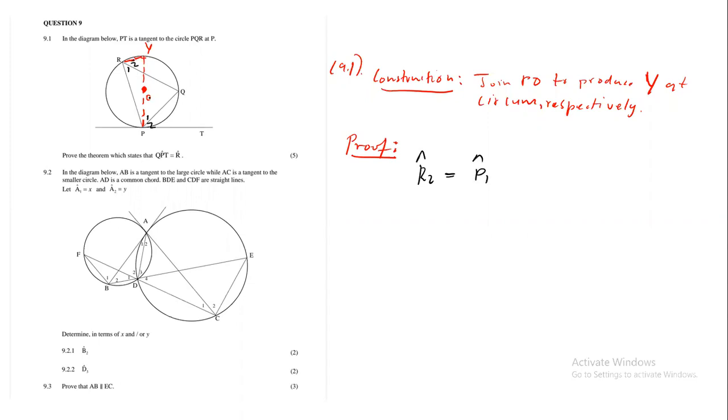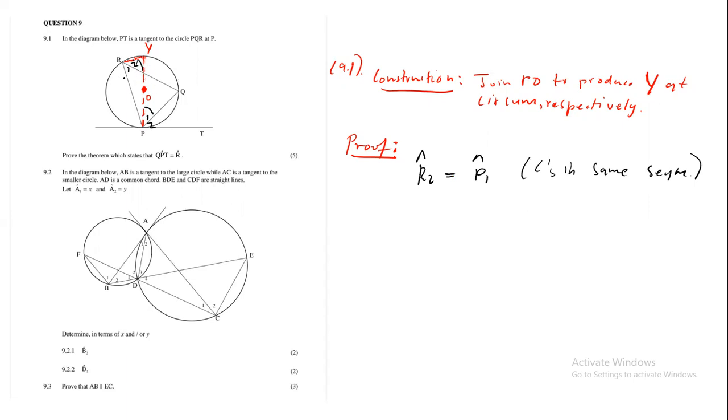Why? Look, angles in the same segment. Check your butterfly. This is my butterfly. So that means R2 will be equal to P1. Why? Because these are angles in the same segment. And therefore, now I know that these angles are equal.